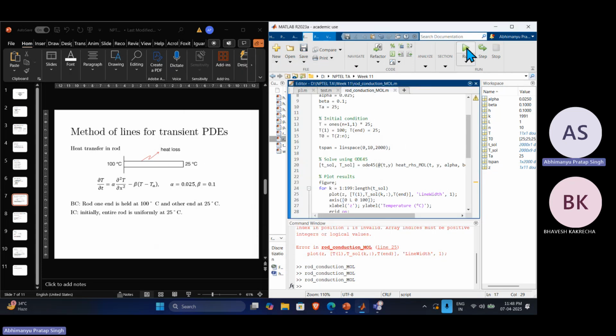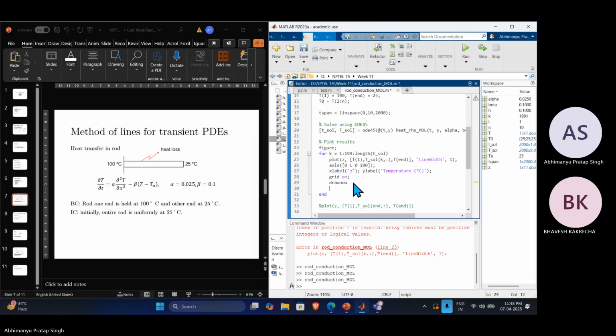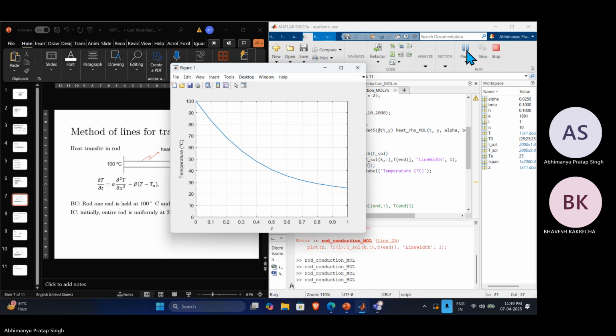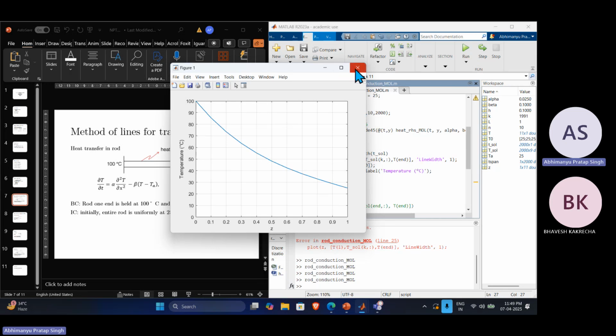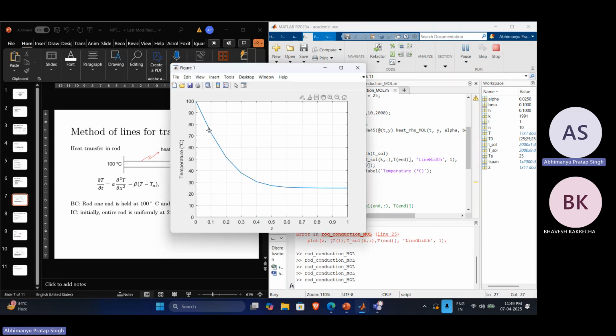So you can see how the temperature changes with time. I hope you can see the animation. Okay. So we start with this, and then at t is equal to 1 it changes, and after a certain time, it reaches a steady state.